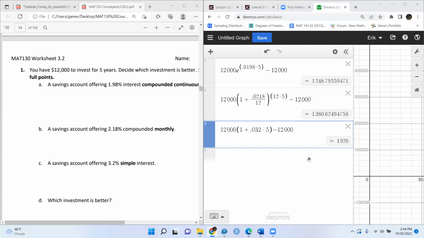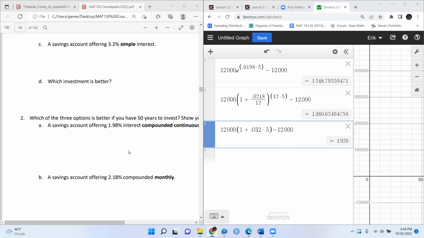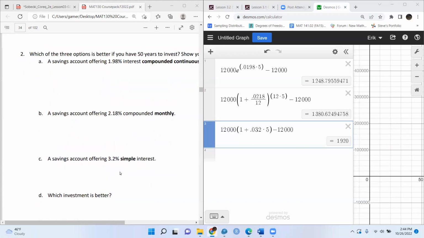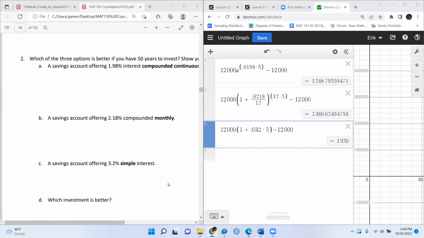To me, that is surprising because I would think that continuously would be more. Yeah. It is a much smaller interest rate. Really, there's only 1% difference. Okay, so if you keep these all in here, question 2 says, all right, let's flip the switch here.